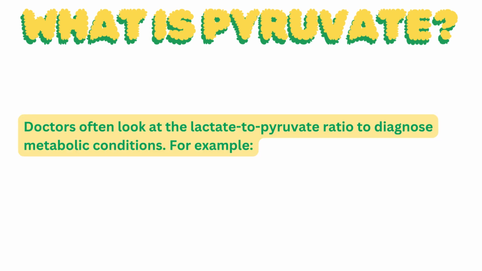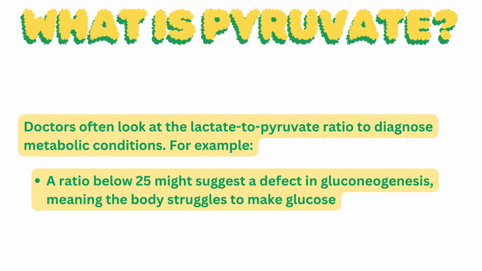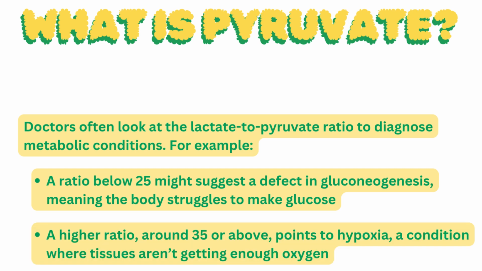One of the most useful things about measuring pyruvate in medical settings is its connection to lactate levels. Doctors often look at the lactate to pyruvate ratio to diagnose metabolic conditions. For example, a ratio below 25 might suggest a defect in gluconeogenesis, meaning the body struggles to make glucose. A higher ratio, around 35 or above, points to hypoxia, a condition where tissues aren't getting enough oxygen.